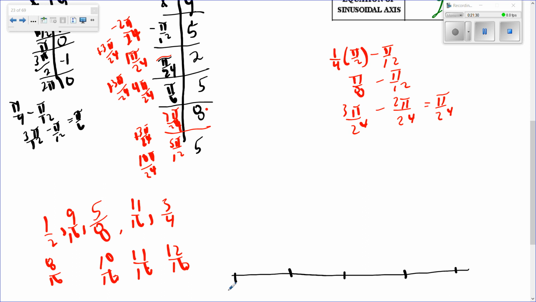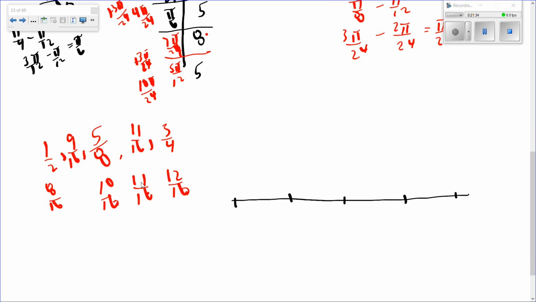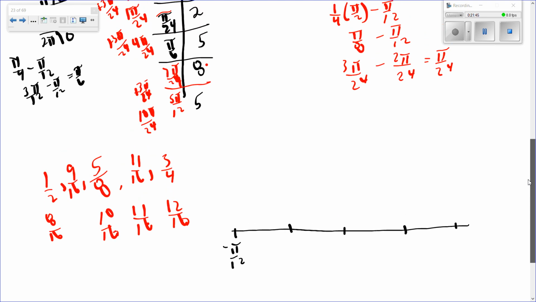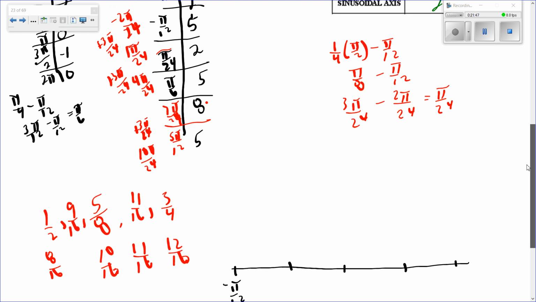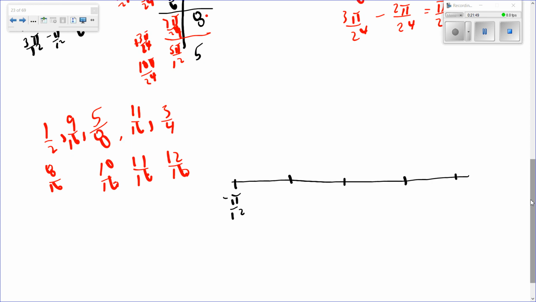So this point will be negative pi over 12. The next one, I think we're adding 3, so it's pi over 3. Pi over 24. Pi over 24 for the next one. Next one was pi over 6. Next one is 7 pi over 24.